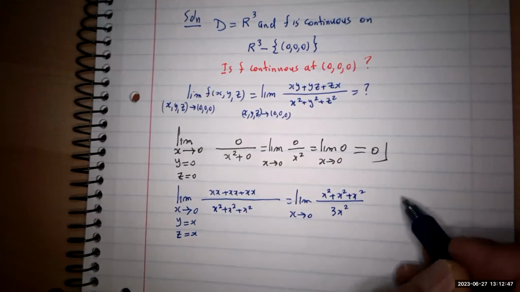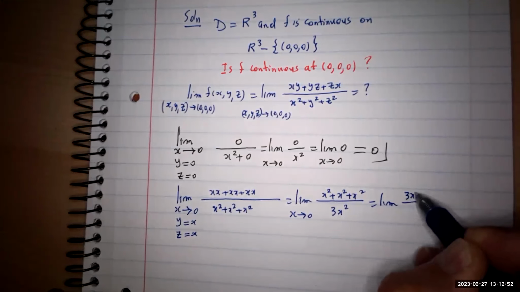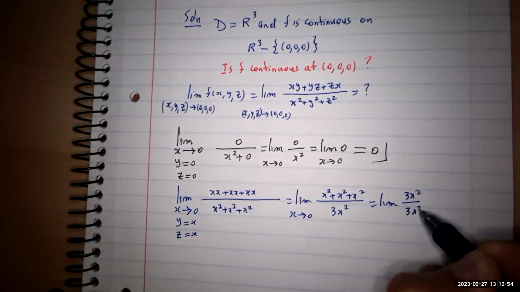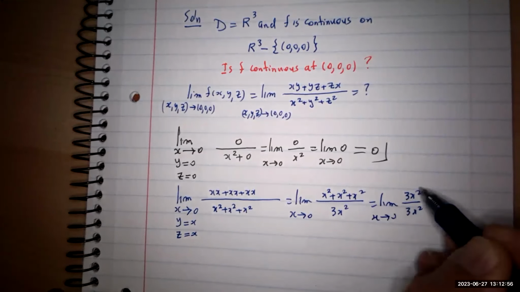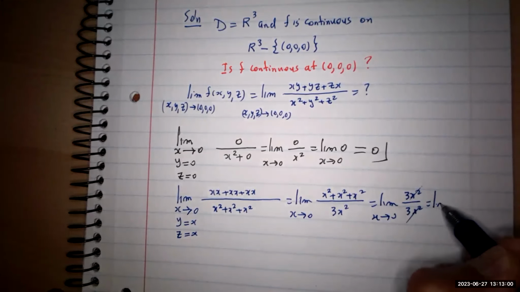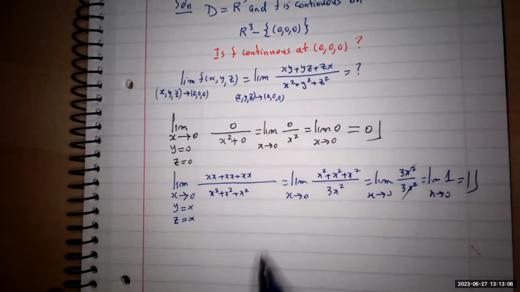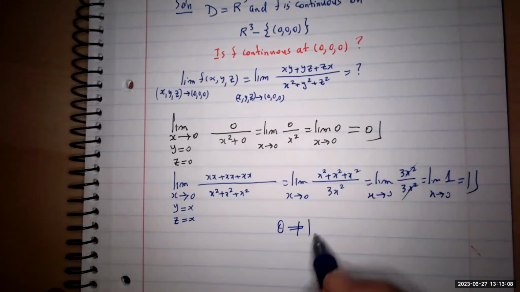So as you can see, the top would be the same thing. 3x squared over 3x squared, x goes to 0. You simplify it, and that gives you a limit of 1. Just 1, but I just explained, equal to the 1. That's it. Two different directions. 0 is not equal to 1.